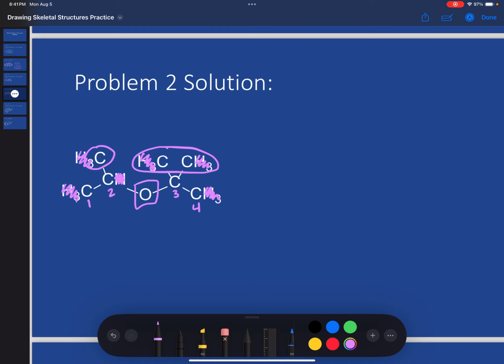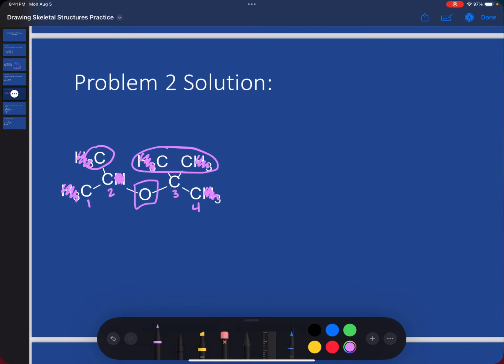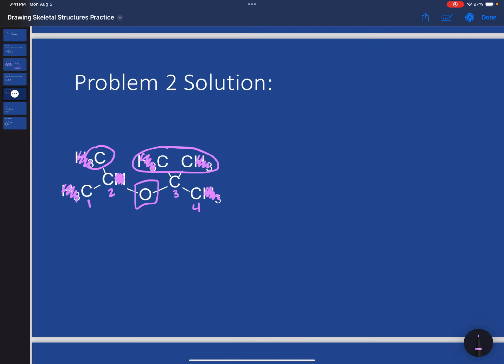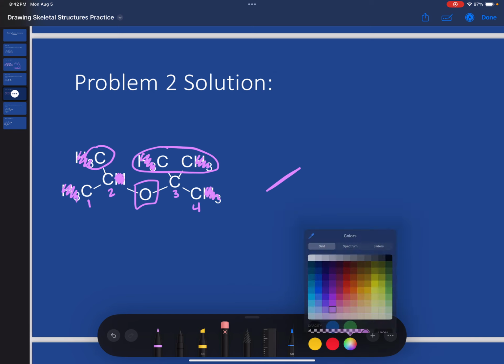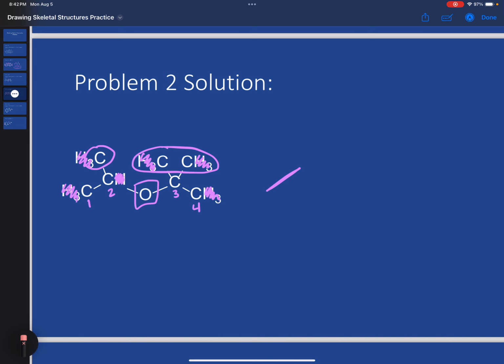So based off what I just numbered, I know that I should have my 2 carbons. So there's my 1, 2. And then I should have my oxygen coming off of carbon 2.